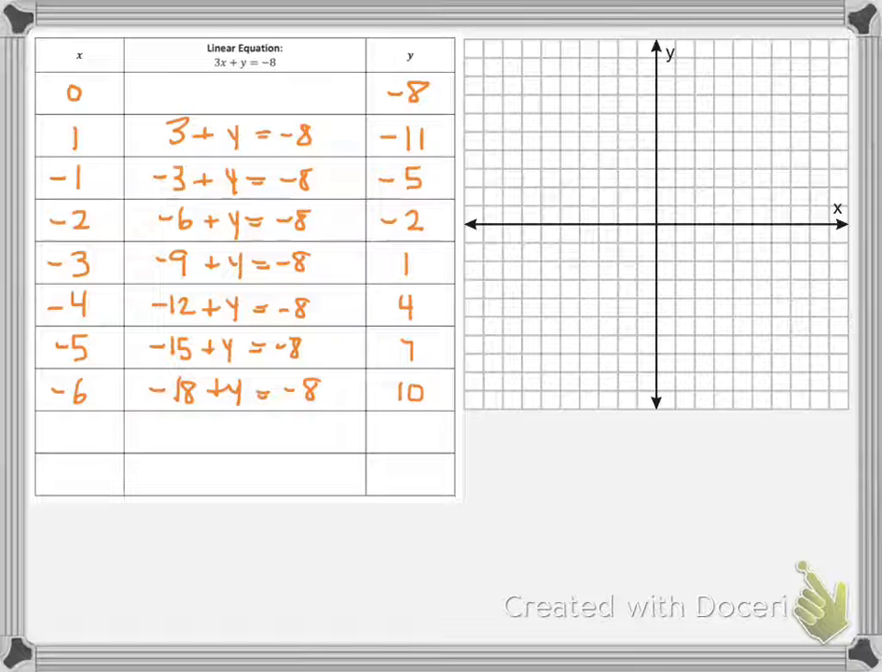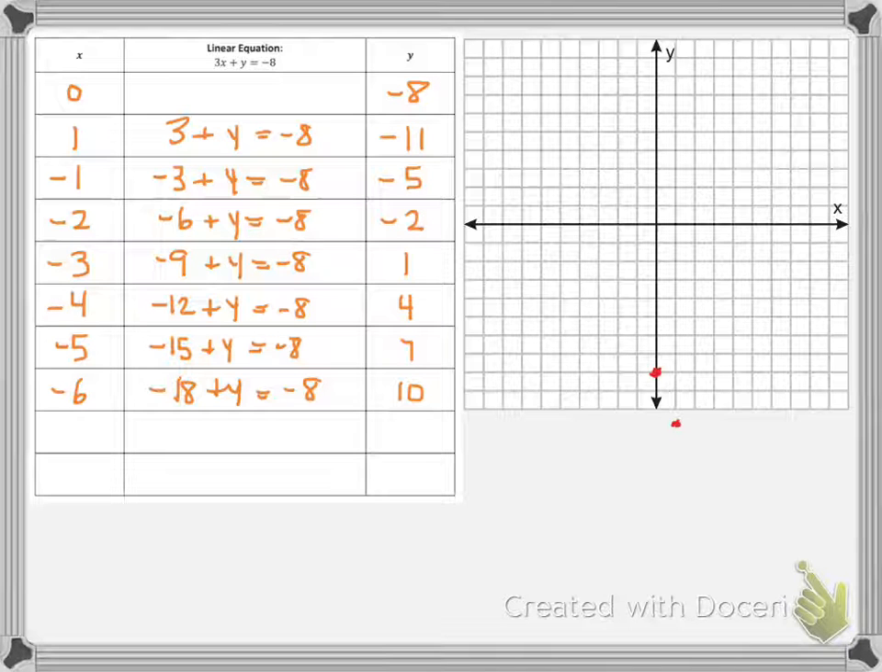So let's just plot those and see what kind of line we get. 0, negative 8. That's going to be right here. 1 to the right and 11 down. Let's see, did I get that right? 1, 2, 3, 4, 5, 6, 7. No, I got to go one more down. There's negative 8. And then 1 to the right and 11 down, we actually go off our coordinate plane a little bit.